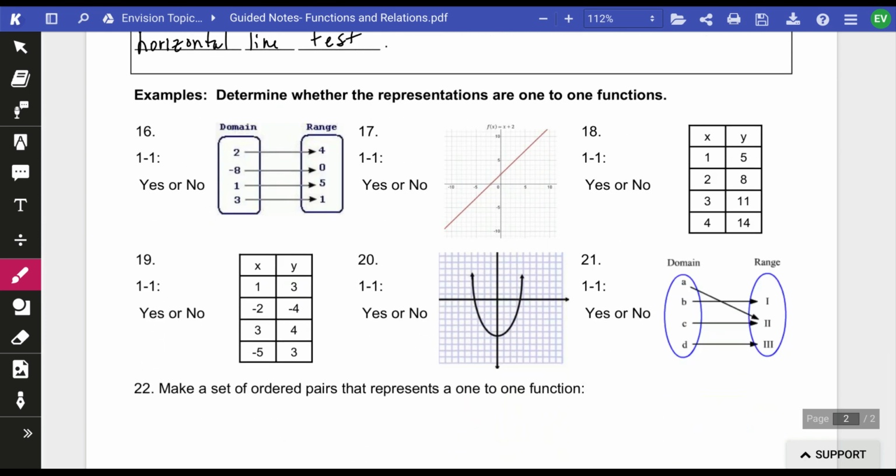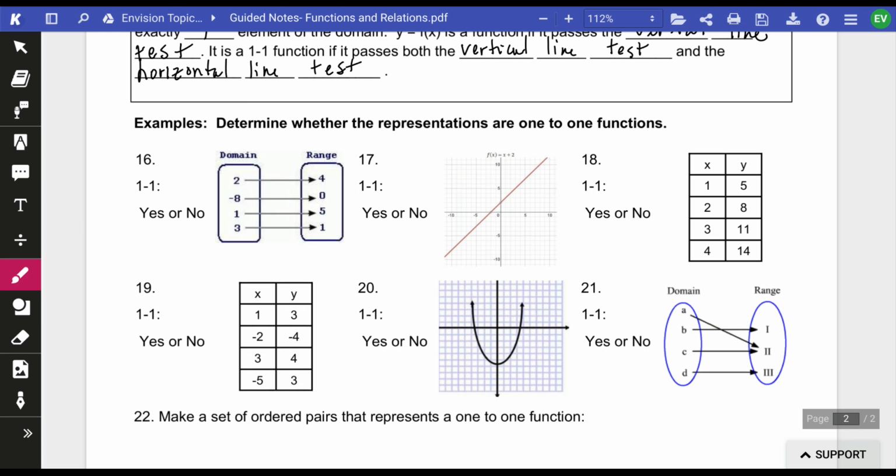So number 16, is it one-to-one? First of all, we have to determine, is it a function? Each x only has one arrow coming out of it, so it is a function. Is it one-to-one? Let's look at the y's. Each y only goes to one x. So yep, that one's a one-to-one function.